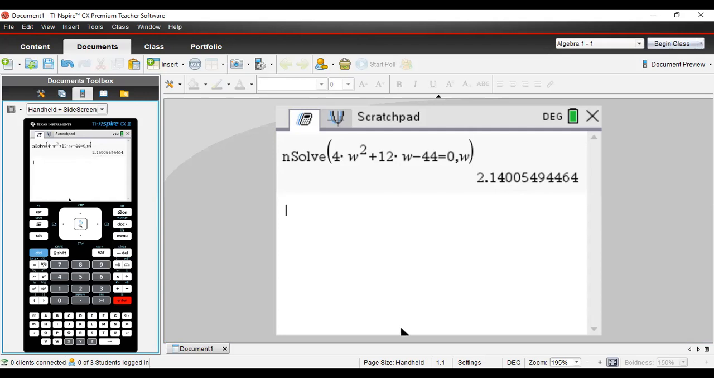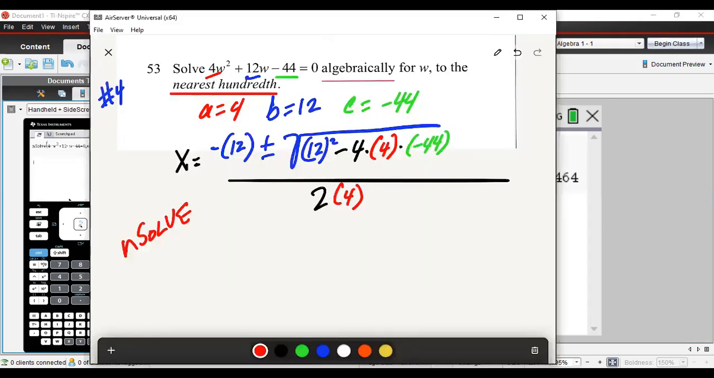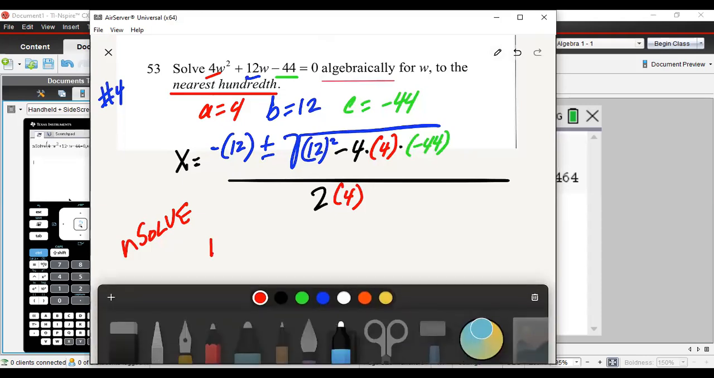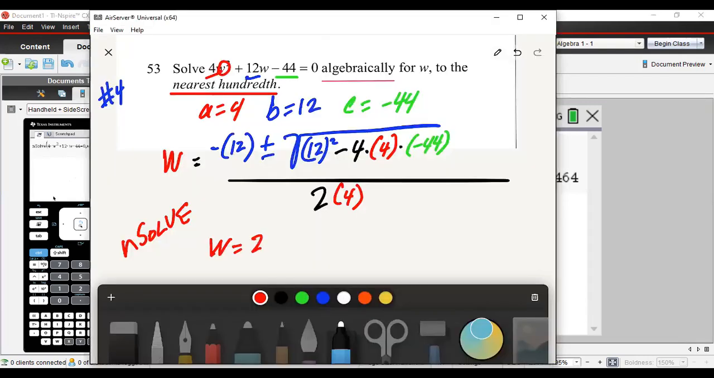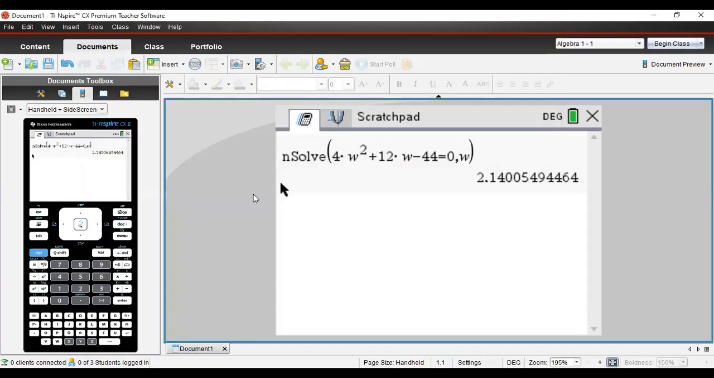So if I go over to my iPad, now watch, I'm writing W. And by the way, I caught my own mistake as I did this. This should not be X. This should be W because this is W. So I caught my mistake, and just like I can make them, you can make them. So just be careful. So you're going to say W equals, and what was it? 2.14.